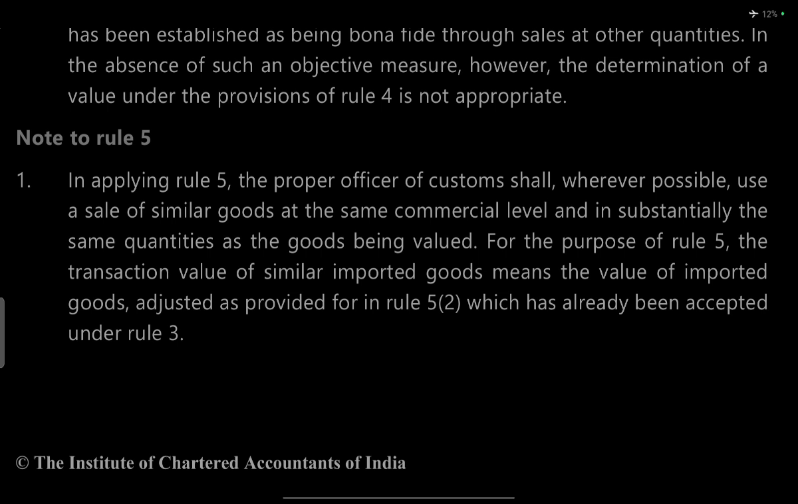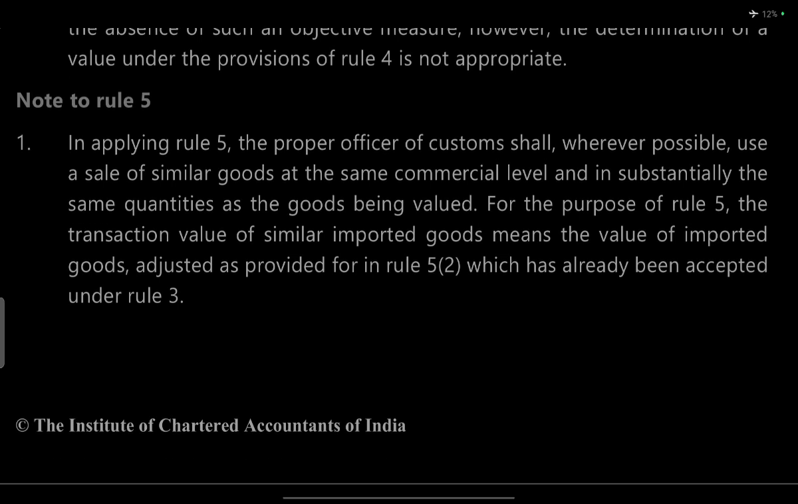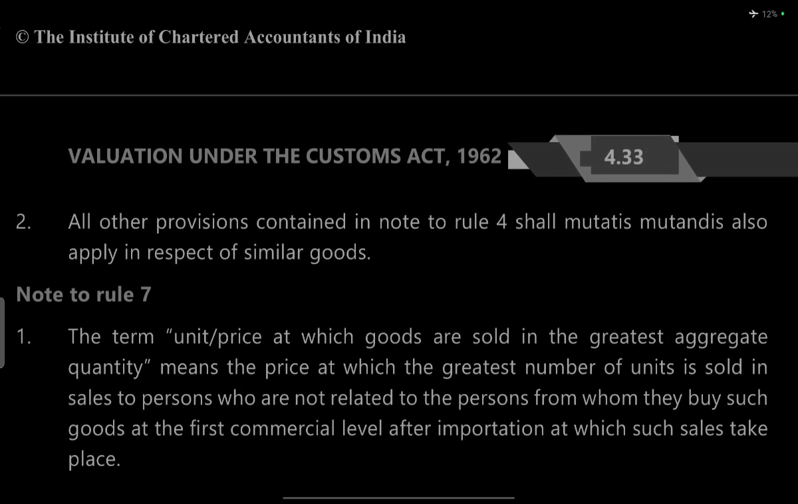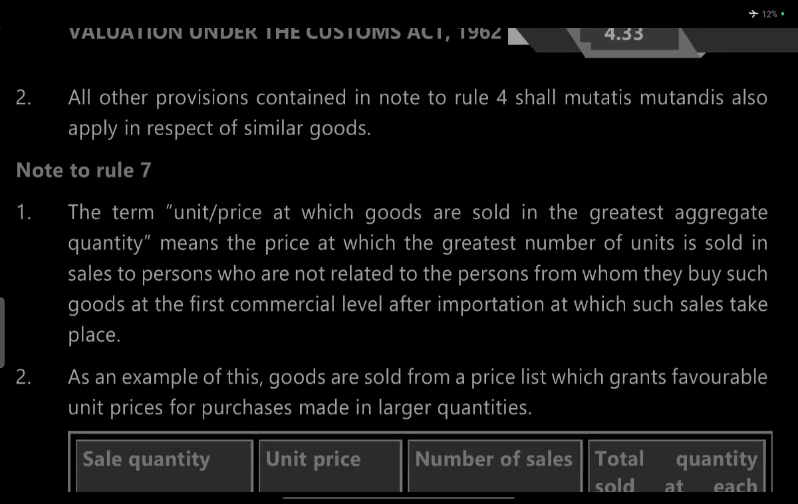Now to Rule 5. In applying Rule 5, the proper officer of customs shall, wherever possible, use a sale of similar goods at the same commercial level and in substantially the same quantity as the goods being valued. For the purpose of Rule 5, the transaction value of similar imported goods means the value of imported goods adjusted as provided in Rule 5, which is already accepted under Rule 3. All of the provisions contained in Rule 4 shall be applied mutatis mutandis also in respect of similar goods. Now to Rule 7.